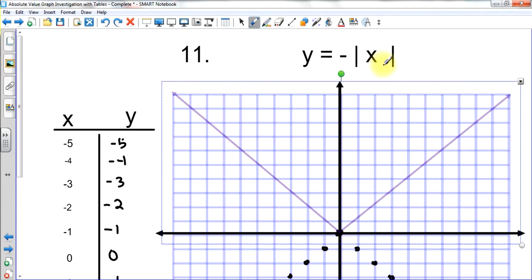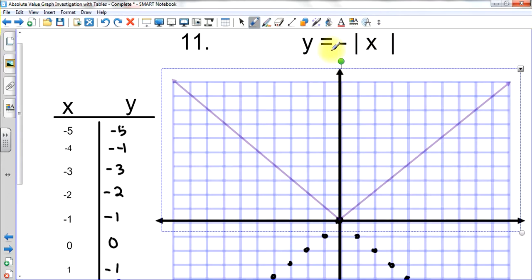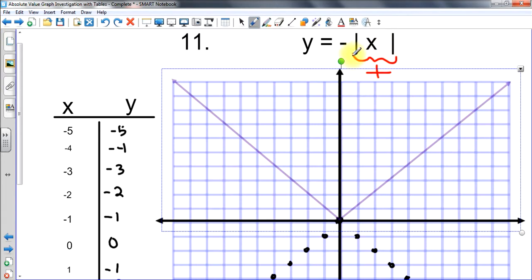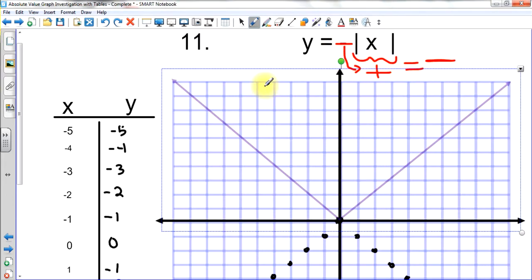Okay. On 11, we got y equals the opposite of the absolute value of x. So whatever we put in for x in this equation, we're going to get out this positive value right here, right? The absolute value is always positive, but then we have to multiply that positive with a negative. So that makes that always be a negative output. Does that make sense? So if I put in a negative 5, for example, the absolute value of negative 5 is 5, but then we take the opposite of that and we get out negative 5.